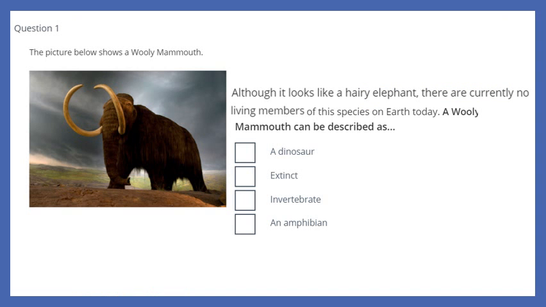Question 1. The picture below shows a woolly mammoth. Although it looks like a hairy elephant, there are currently no living members of the species on Earth today. A woolly mammoth can be described as A, a dinosaur, B, extinct, C, invertebrate, or D, an amphibian.